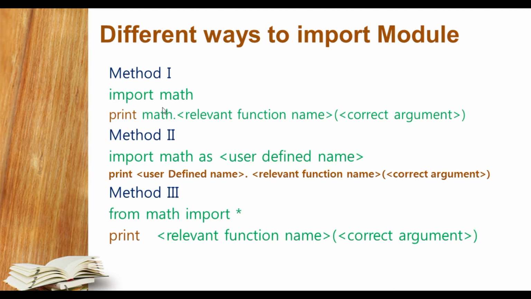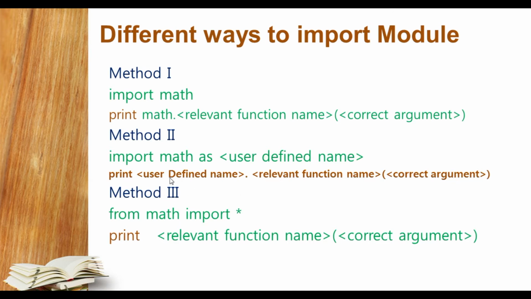In this particular method we need to call the relevant function of the particular module with the help of the math module name, then dot, relevant function, and then round brackets with the correct argument, whatever the argument needs to be, and it performs the work. Now method 2: import math as, a user defined name. Here we do not need to use the math module name, we have to use our own name, I mean to say whatever user defined name. For example, user defined name dot relevant function name, within the function the correct argument as the function requires.